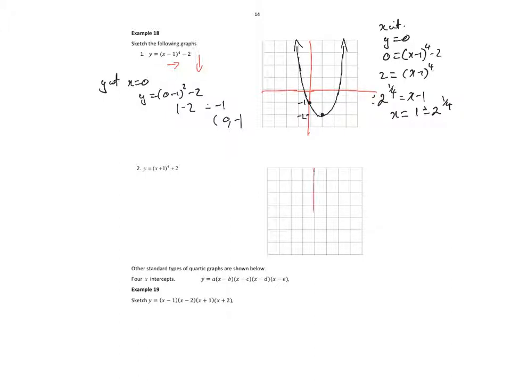Similarly, what's that going to do? We're going to go to the left 1 unit, we're going to go up 2 units, so my turning point is there. So no x-intercepts in this instance. Put x equal to 0, y is equal to 1 to the 4 plus 2, which equals 3. So we get the point 0, 3. So we see the graph is going to be like this.